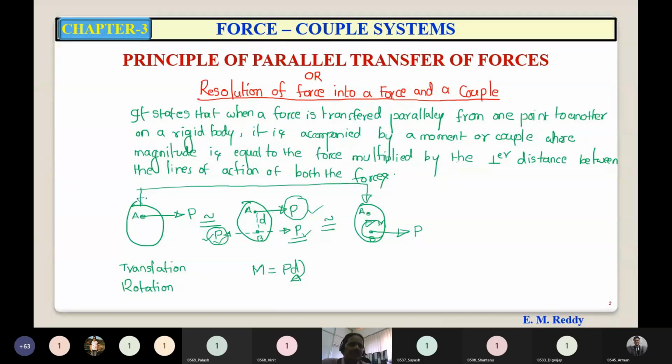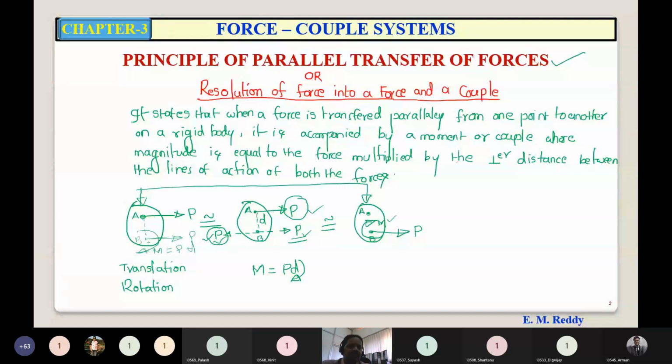What is the original system, the given system? Force P is acting at point A on a rigid body. What is the final system which we have got after following this procedure? Force P is acting at B. In addition, there is a clockwise couple M also acting, which means I am transferring this force P, which is acting at A, parallelly to another point B. So when a force is transferred parallelly from one point to another point, that force is accompanied by a couple or moment whose magnitude is force into perpendicular distance between the lines of action of the forces. That is the principle of parallel transfer of forces. Understood?